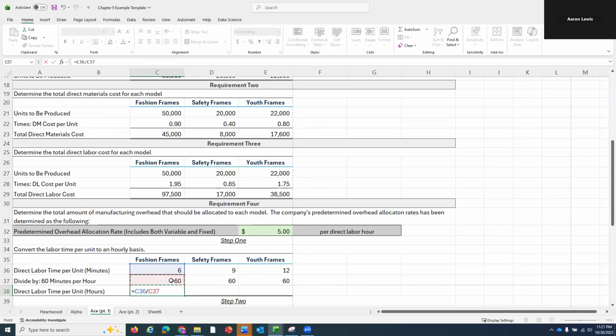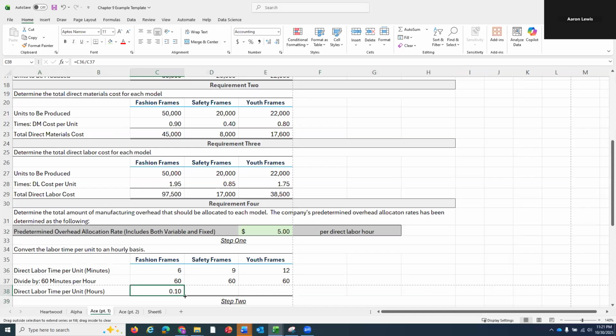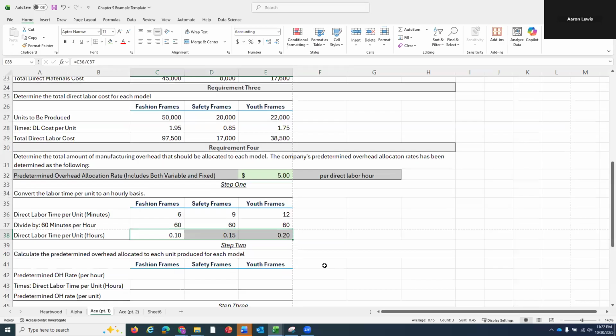So instead of saying 6 minutes per unit for fashion frames, we can say it takes 0.1 hours per unit for fashion frames. 9 minutes out of an hour means that a pair of safety frames takes 0.15 labor hours to produce. And for youth frames, 12 minutes is the same thing as 0.2 hours. And now with that, I can just use those numbers that we just calculated right there to allocate out the $5 per hour that we're expected to incur in overhead costs for every hour our laborers work.